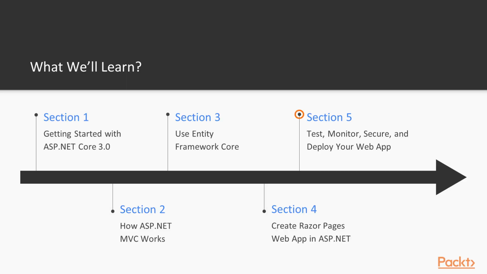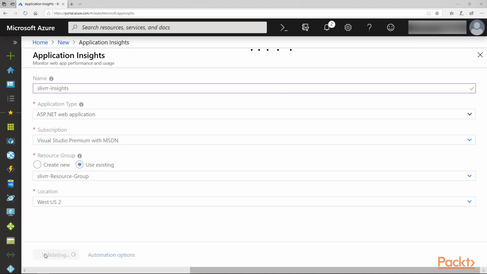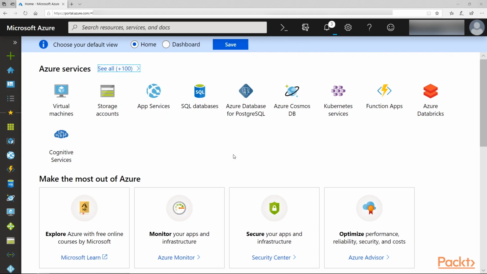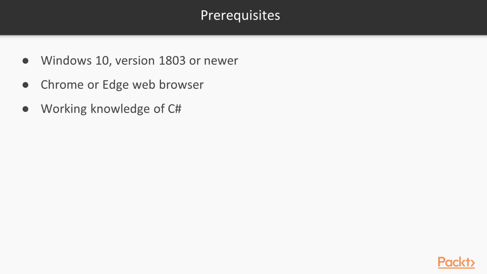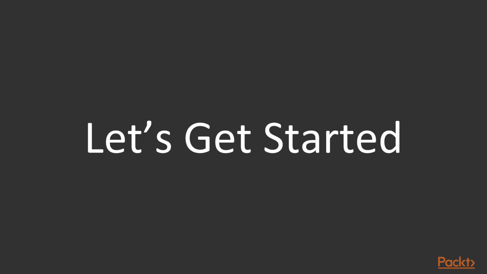And in Section 5, we will understand how to test, monitor, secure, and deploy your project. The prerequisites for this course are Windows 10, version 1803 or newer, Chrome or Edge web browser, and a working knowledge of C#. So let's get started.